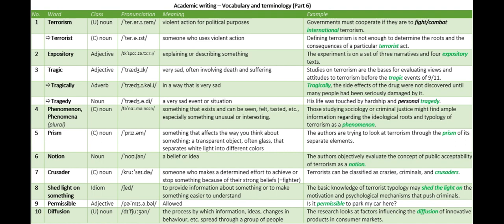5. Prism. Countable noun. Meaning, something that affects the way you think about something, a transparent object, often glass, that separates white light into different colors. Example, the authors are trying to look at terrorism through the prism of its separate elements.